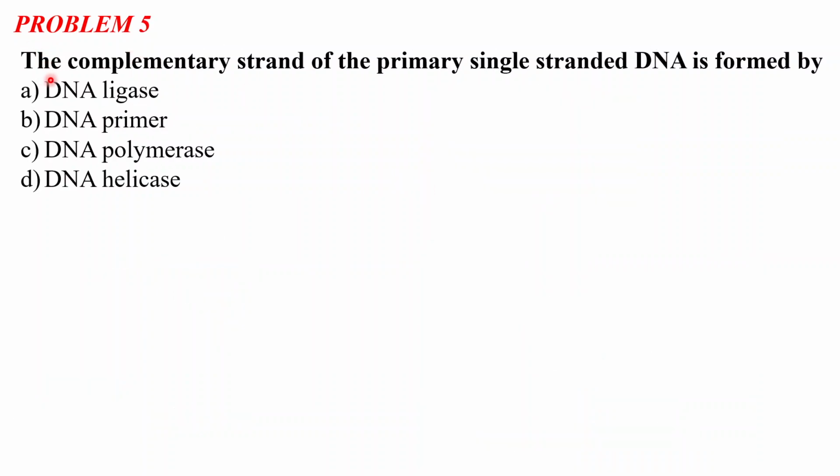Problem number 5 says that the complementary strand for a primary single stranded DNA is formed by: option A, DNA ligase; option B, DNA primer; option C, DNA polymerase; and option D, DNA helicase. Which one forms the complementary strand of the primary single stranded DNA? Which is the correct option? Which enzyme forms the complementary strand of the primary single stranded DNA? All of you try to answer the question in the chat box.